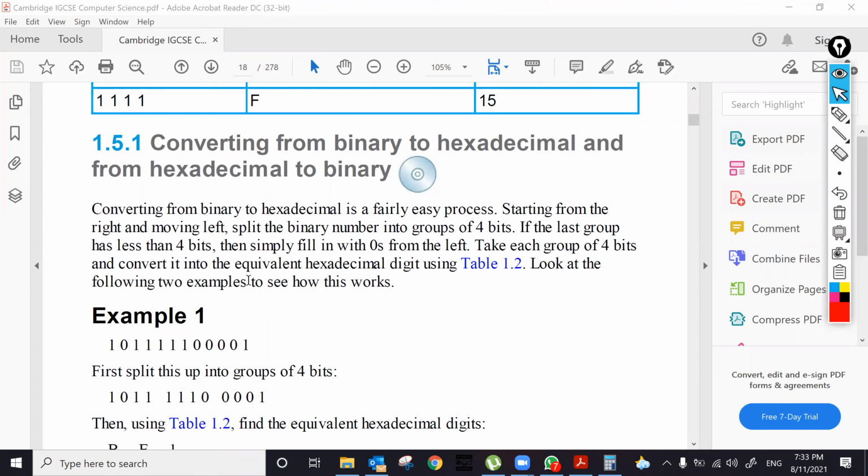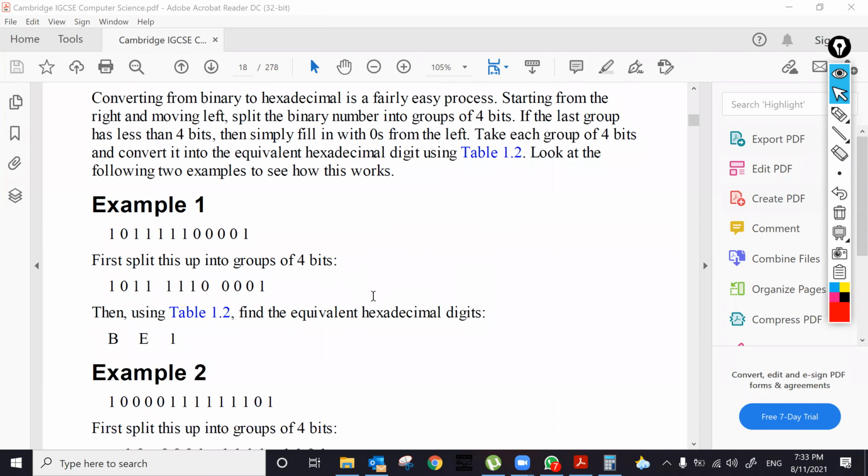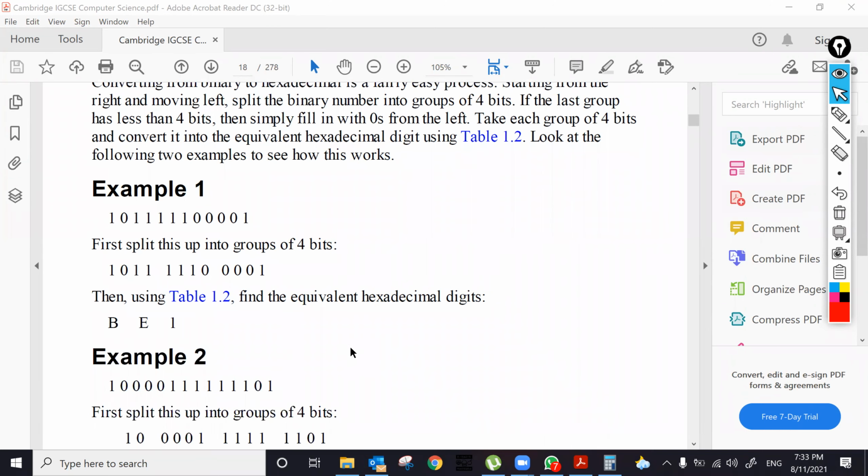Okay, now we will do some conversions: converting binary to hexadecimal values. We take the same examples, right? 1 0 1 1, 1 1 1 0 0 0 0 1. Right? Give me one second.